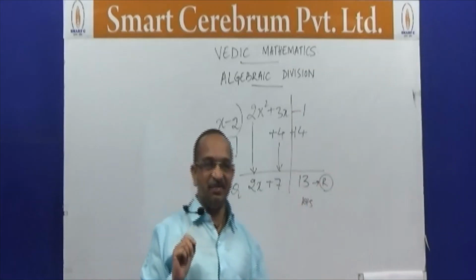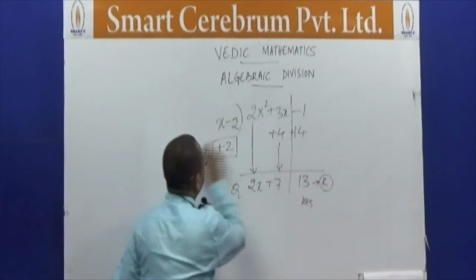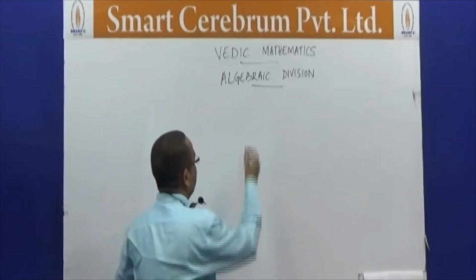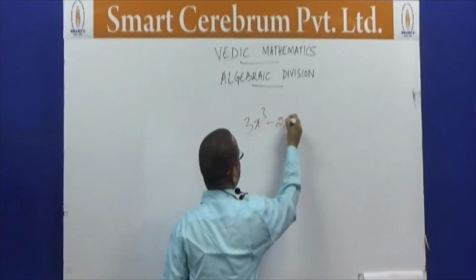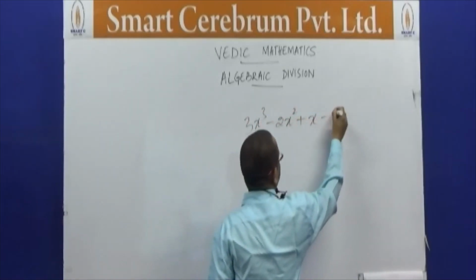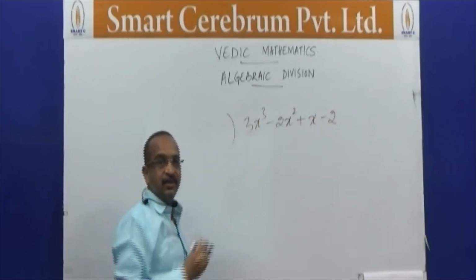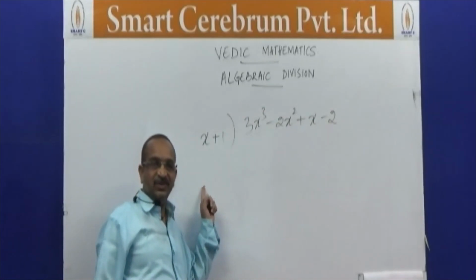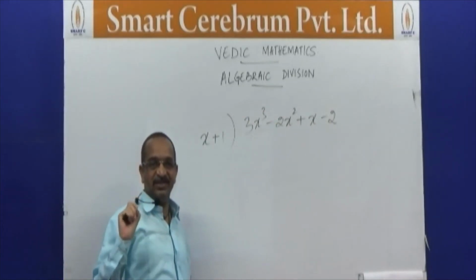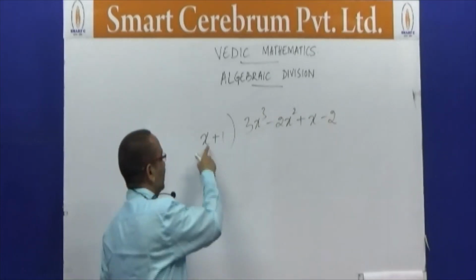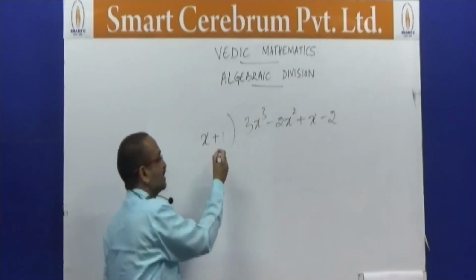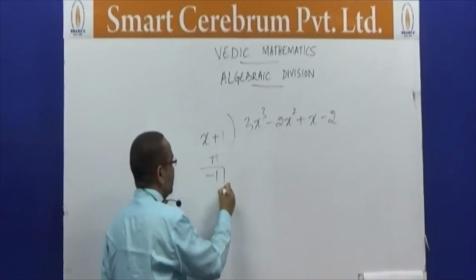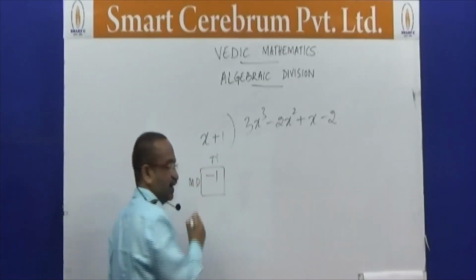Let us take one more example of a similar kind. Let me take a different example altogether. Let us say I have 3x cube minus 2x square plus x minus 2 and my divisor is x plus 1. I have taken a very simple example now. Now what should I do? I have to find the modified divisor. I just take the deviation, that is plus 1 is my deviation, and I change the sign. This becomes minus 1, and minus 1 is my modified divisor.